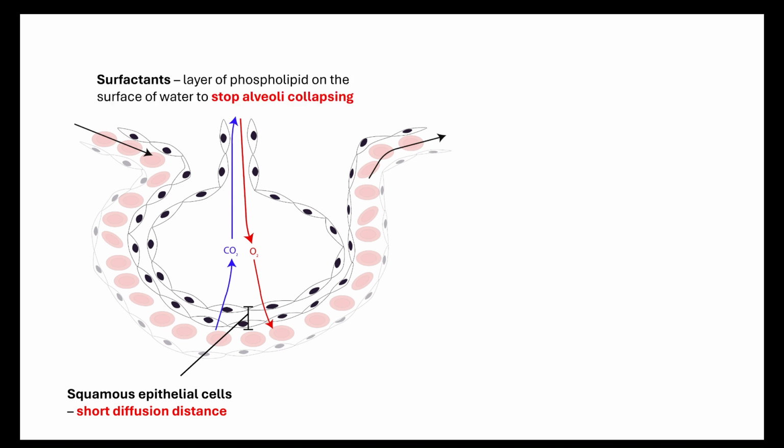Now, they also have what's known as a surfactant. So surfactants are layers of phospholipids which are on the surface of water, and they stop the alveoli from collapsing.